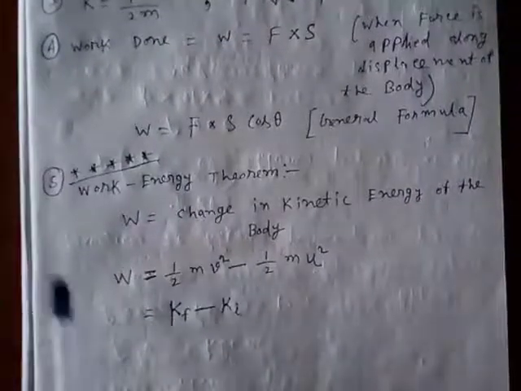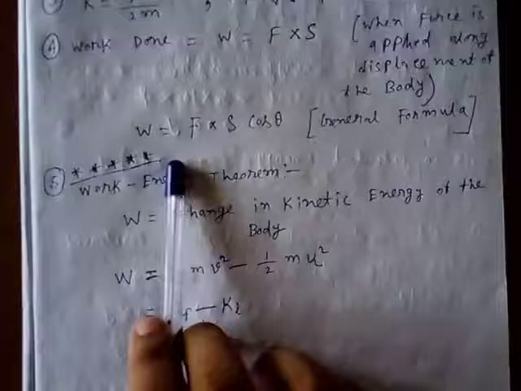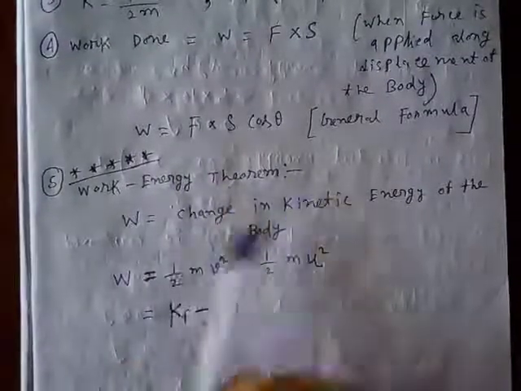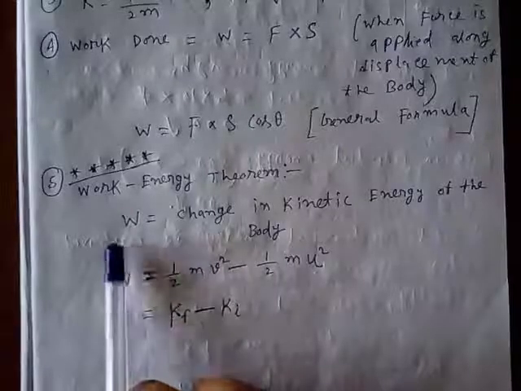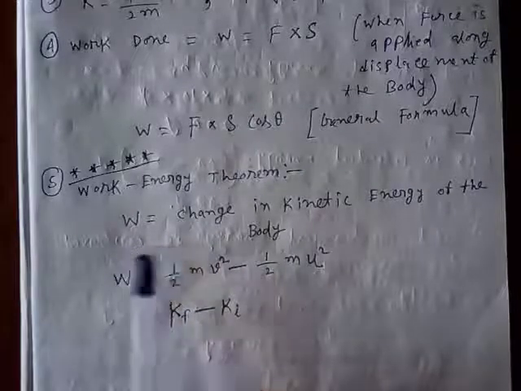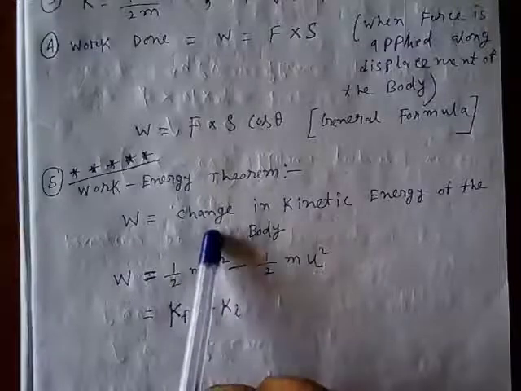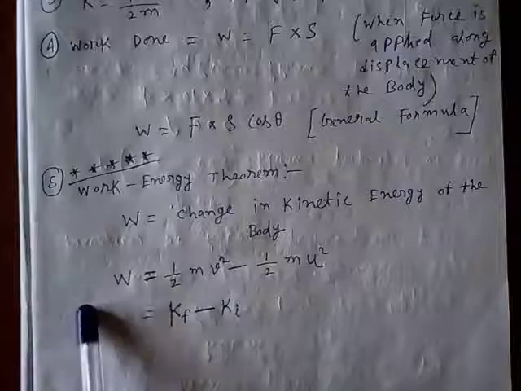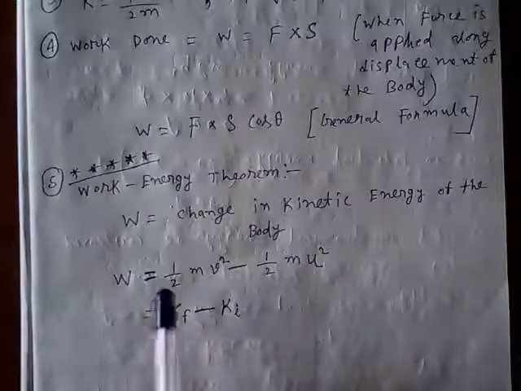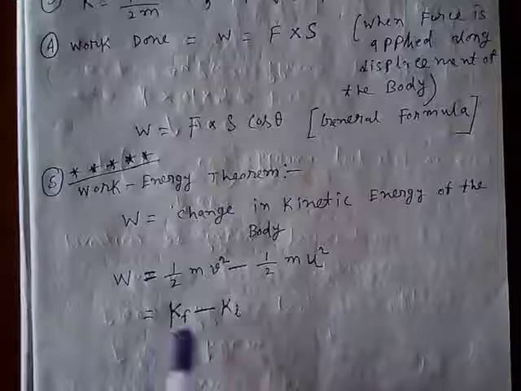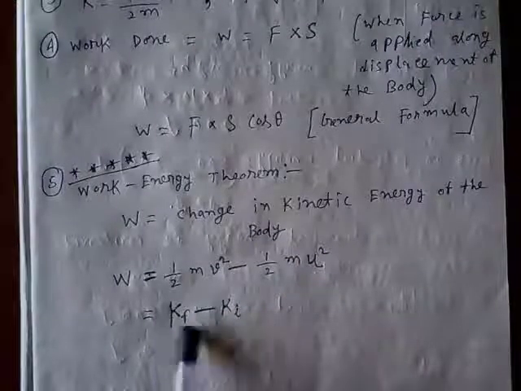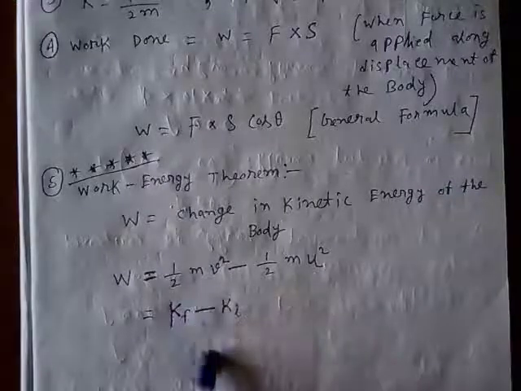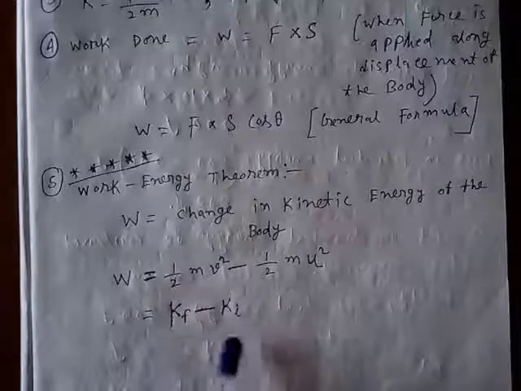Now there is the 5-star formula for this chapter, the work energy theorem. Work energy theorem is basically: work done by a force is equal to change in kinetic energy of that body. That means work done on that body by a force is equal to change in kinetic energy, that is, kinetic energy final minus kinetic energy initial.